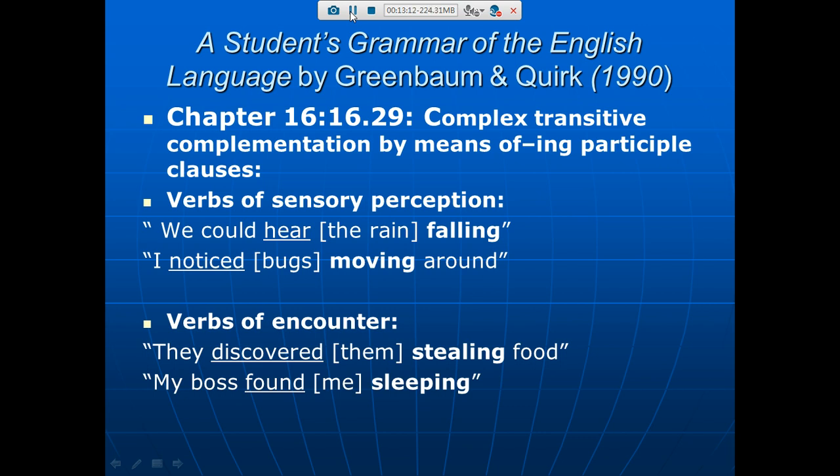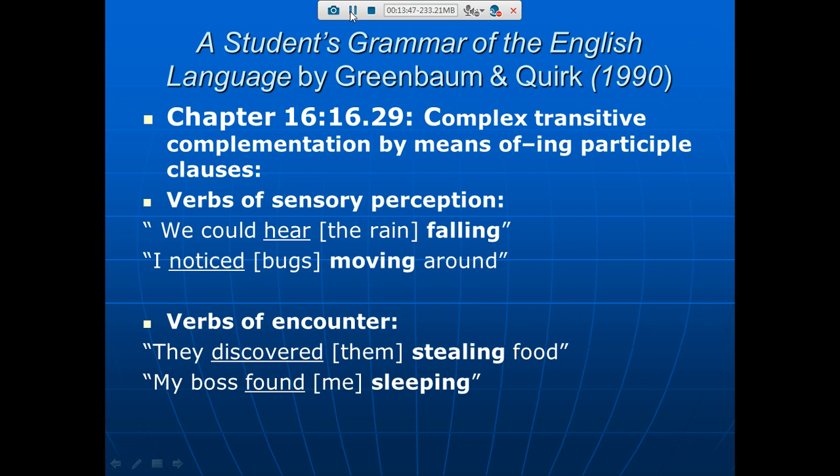Hear is used here as a complex transitive verb, so the rain is the direct object, and falling is a participial clause that serves the function of complement of this verb. We could hear the rain falling. I noticed bugs moving around. I noticed, again, bugs is a direct object, and moving around would be a complement of this verb that is functioning here as a complex transitive verb. It completes the meaning of I noticed bugs.